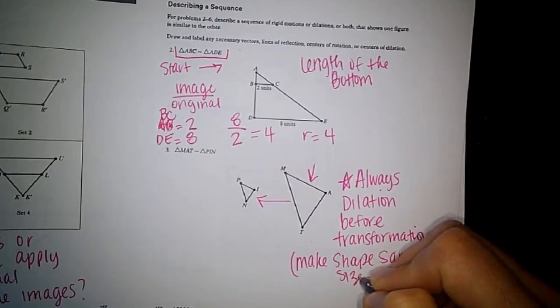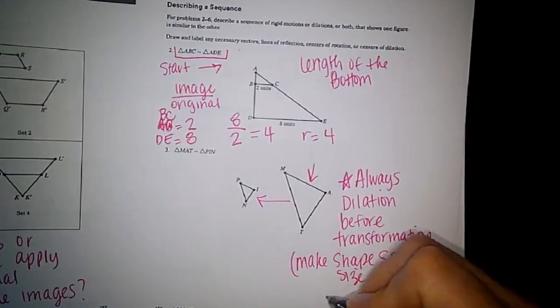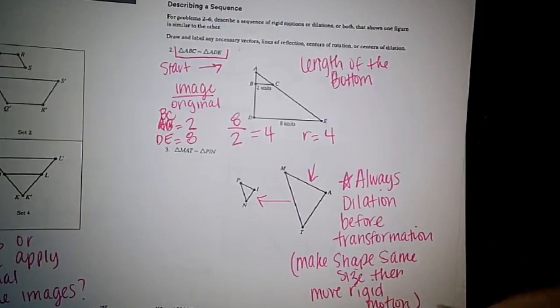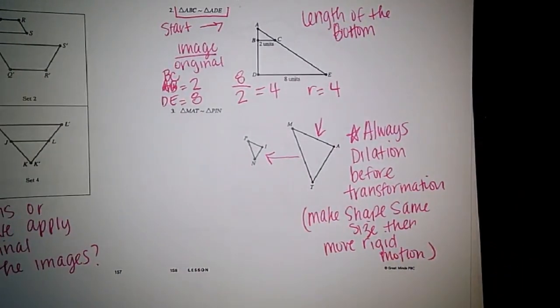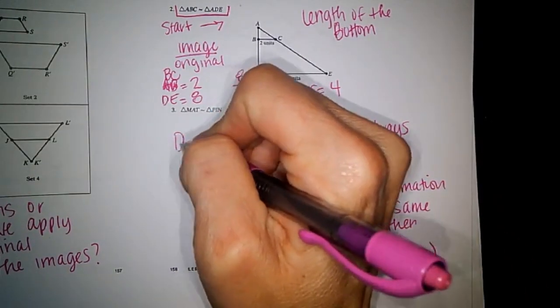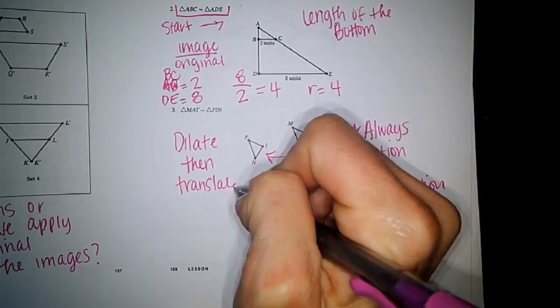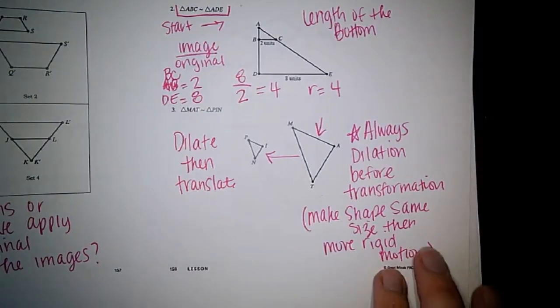Then move, rigid motion. Okay? Are y'all okay with that? So always dilate it, shrink it or grow it, and then move it. It will make your life so much easier. Okay? So in this case, we would dilate, then translate. Turn the page.